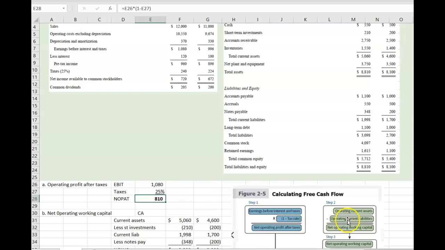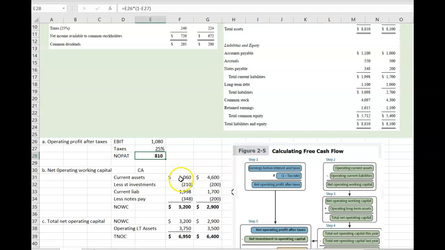Okay, then you'd move on to step 2. Take the operating current assets minus the operating current liabilities. What you're looking for here is which are the components used in the business's operation as opposed to being held for an investment. So right away we know we're going to exclude the short-term investments, that's with current assets, and over on current liabilities, we're going to exclude the notes payable. Again, that's a financing activity. It's not necessarily an operating activity.